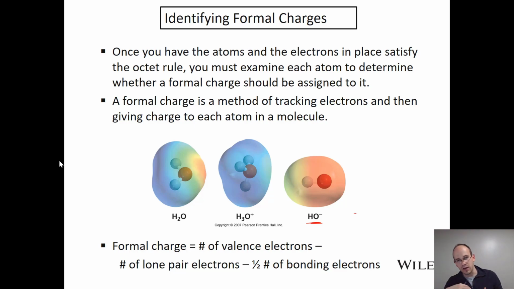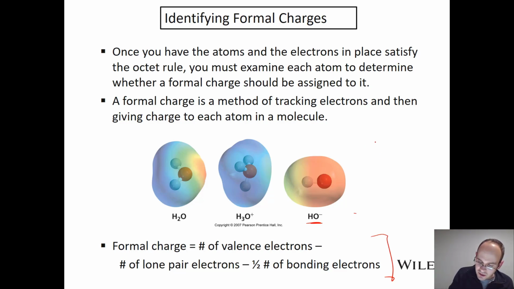Now, for organic chemistry, we typically need to assign these for given atoms, so there's a way we go about doing this. We do this with this equation on the bottom, which is formal charge equals the number of valence electrons minus the number of lone pair electrons minus 1/2 of the number of bonding electrons. So let's take a look at that.